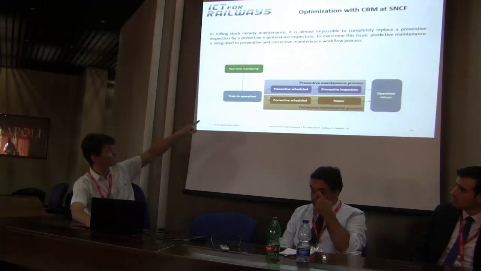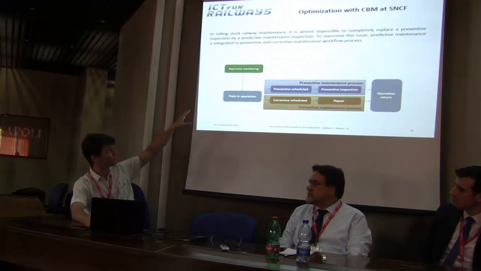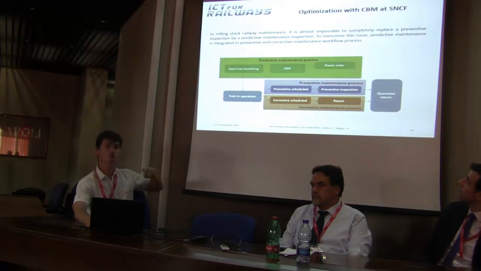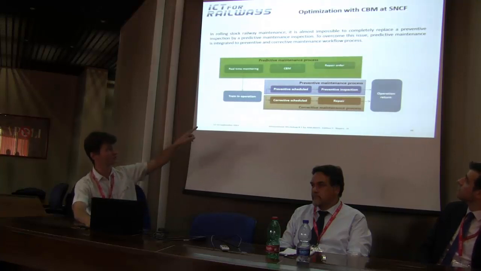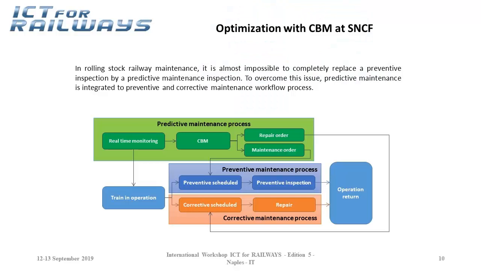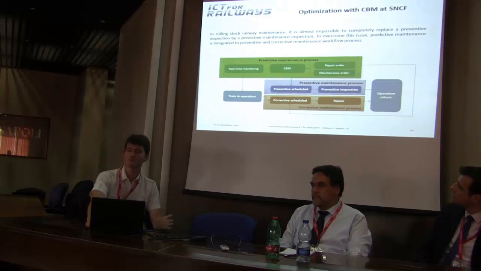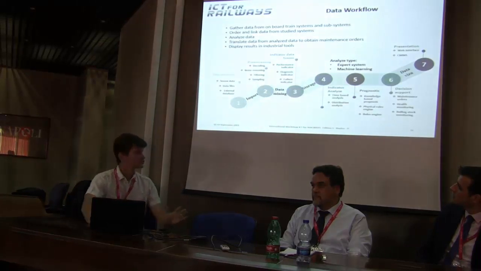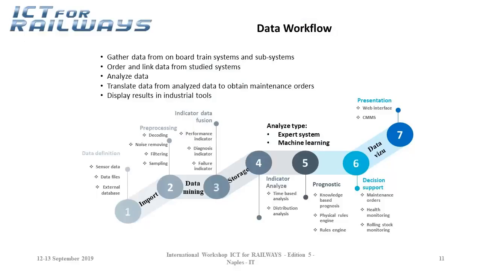When your train in operation can be monitored in real time, you can do some prediction and use condition-based methods. With condition-based methods, you can have two kinds of orders: orders of repair or just maintenance orders. One goes to the preventive maintenance process, and the other one goes to the corrective maintenance process. All of this is fully possible using a whole data workflow. Just to be short, we have several parts of this workflow, from the data definition to the presentation of the data.